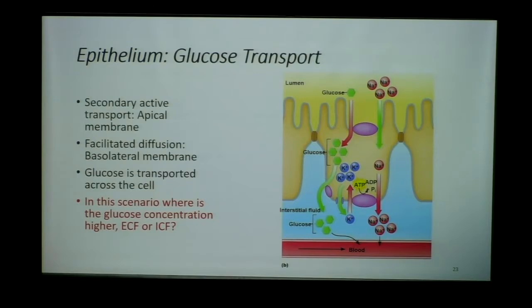Let's look at this question here. In this scenario, where is the glucose concentration higher, in the ECF or in the ICF? When we talk about ECF and ICF, we're talking about the fluid under here. So is there more glucose in this cell, or is there more glucose in this fluid or in the bloodstream? Where's the glucose concentration higher? If this is passive diffusion, where do we have more glucose?